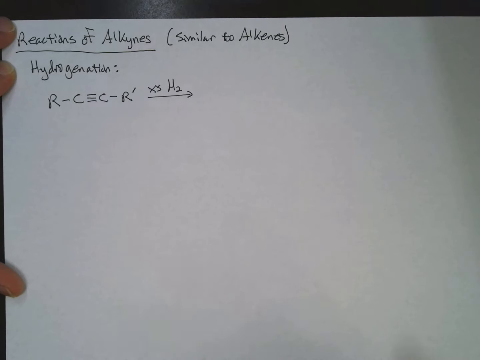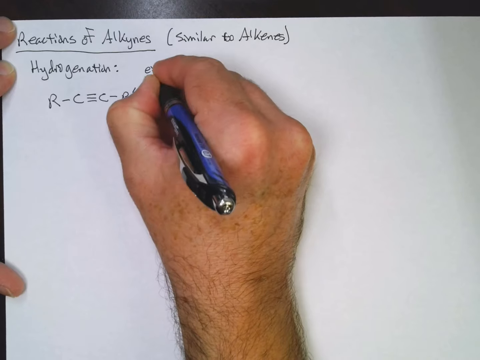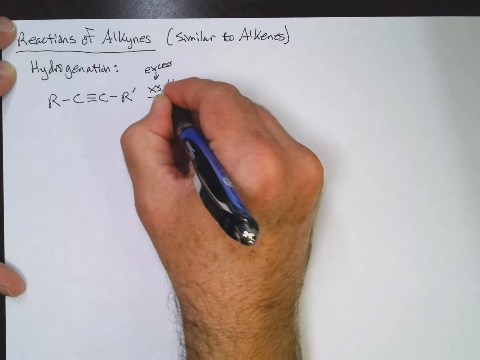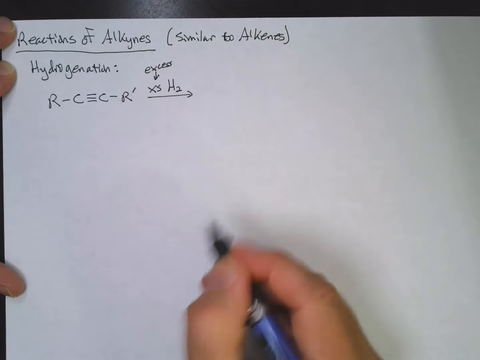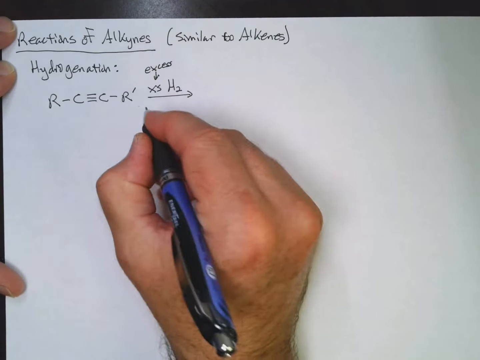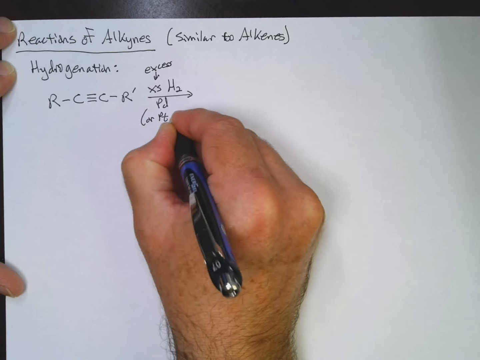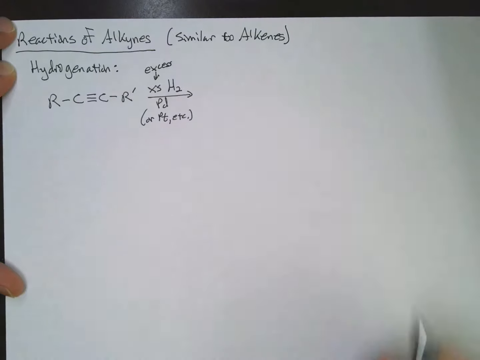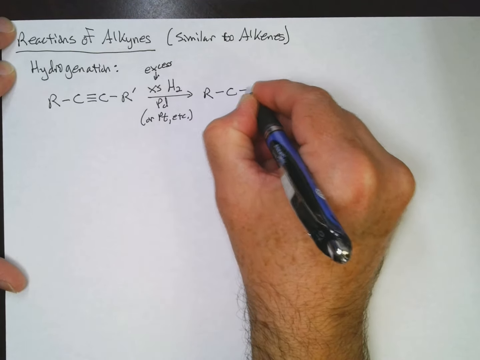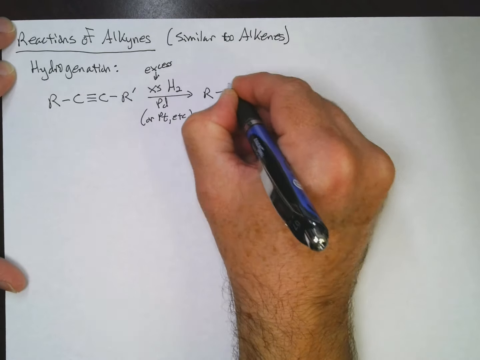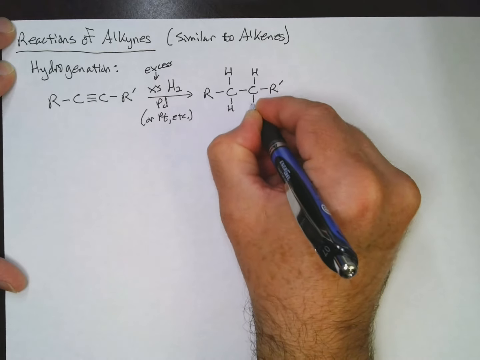If we use excess H2, and XS, the letters XS are the chemist's abbreviation for excess. If we use excess H2 and palladium or platinum, nickel, whatever, we will add 2 equivalents of hydrogen and get an alkane.